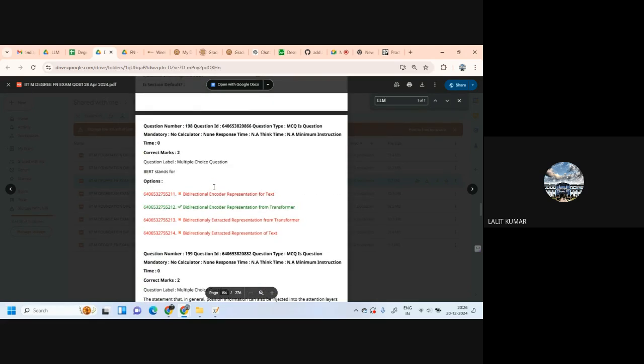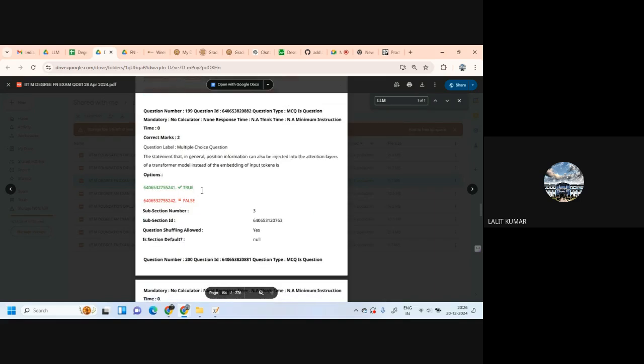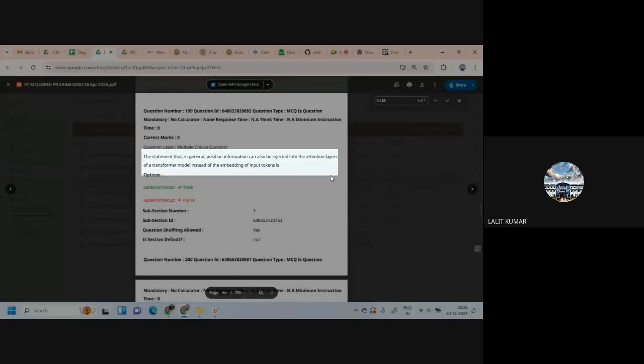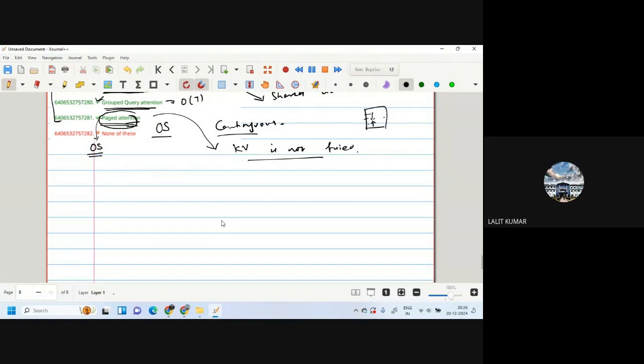In this, they have asked about BERT. Please remember the full forms of GPT, BERT, BART, T5, C4, in case they ask. This is a different question, so we will include it in this document. I'll share it after this session.